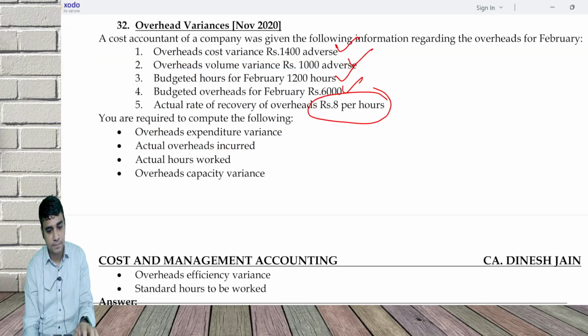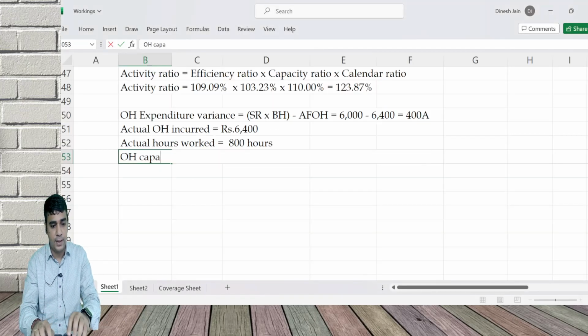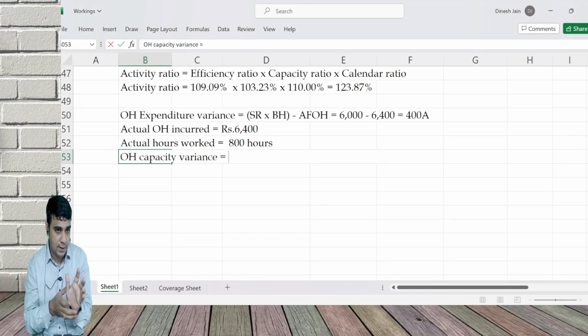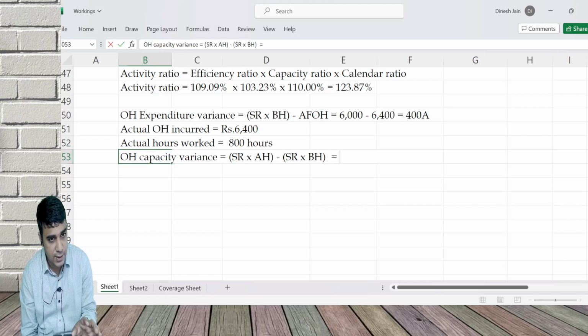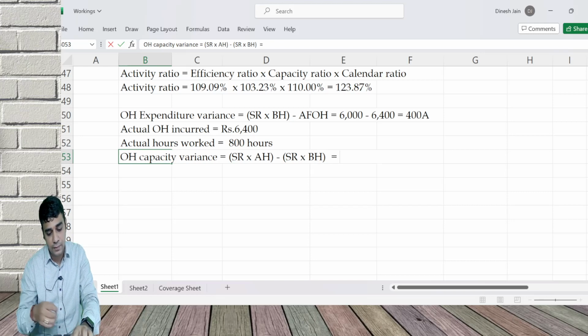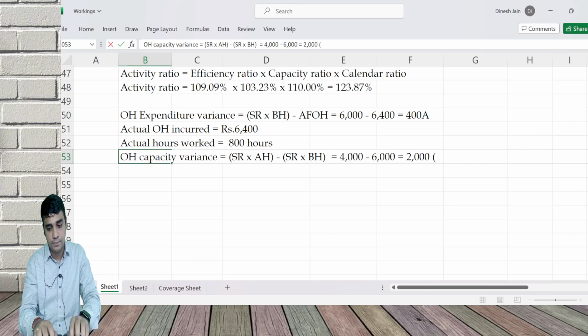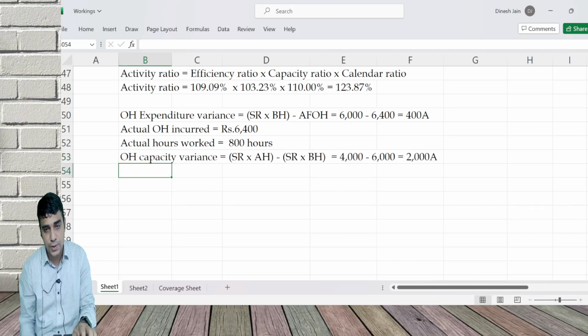What's the next item? Overhead capacity variance. Look at the chart and tell me the formula. The formula is different here. There's no PH here. SR into AH minus SR into BH. When you have a calendar, this becomes SR into PH, so you have to be a little cautious. How much is SR into AH? SR into BH? 2000 adverse.